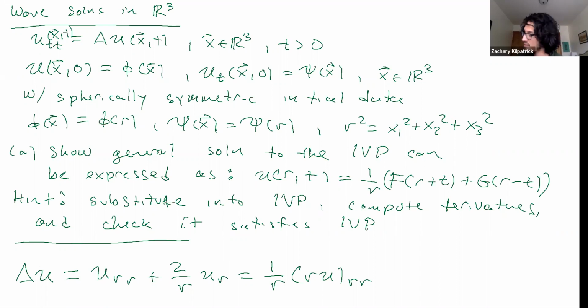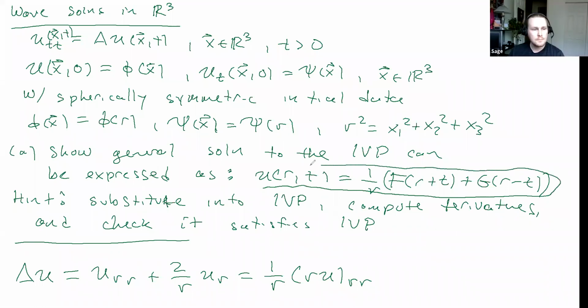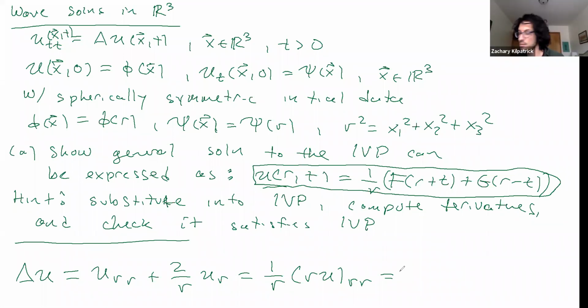So Sage, what did you get for the Laplacian of the formula we have? So we have this formula. For the derivative with respect to r, I got F prime plus G prime over r, minus F plus G over r squared, with the appropriate arguments for F and G. Just the first derivative with respect to r. The total thing simplifies down to 1 over r.